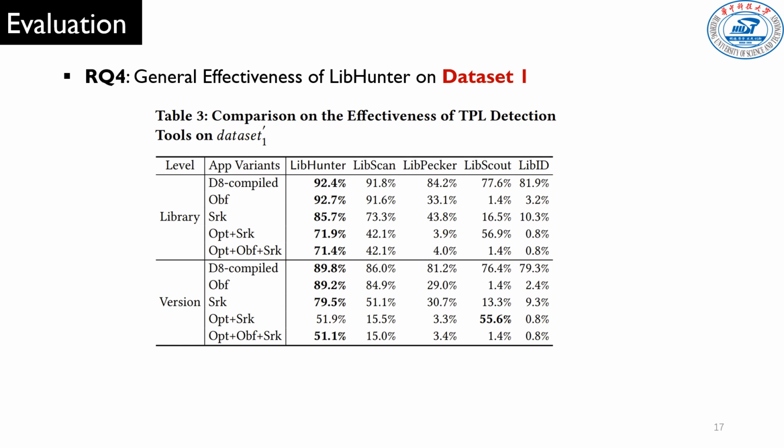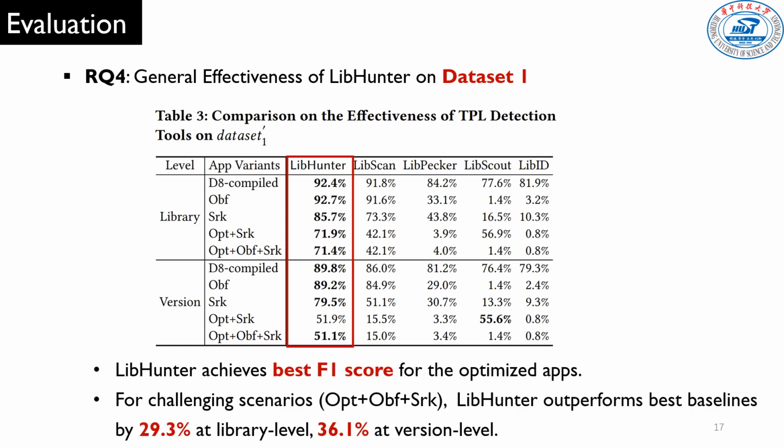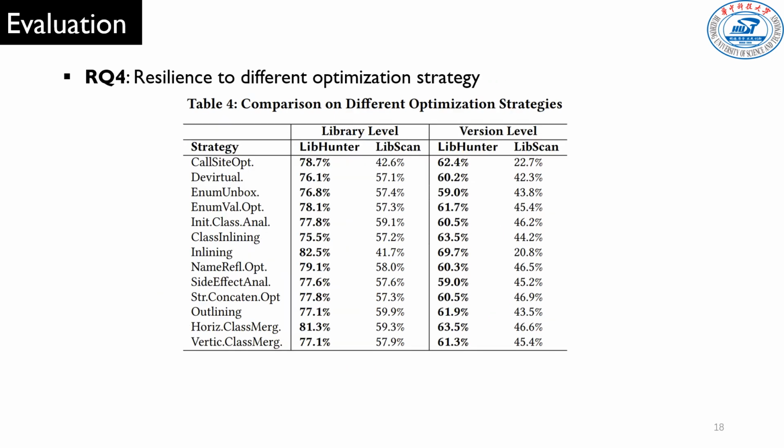In our evaluation, we compared LibHunter with existing tools across different compilation configurations on dataset 1. Even in challenging scenarios with obfuscation, optimization, and shrinking, LibHunter achieved the highest F1 scores, outperforming baseline tools by 29.3% at the library level and 36.1% at the version level. LibHunter demonstrated resilience against various optimization strategies.